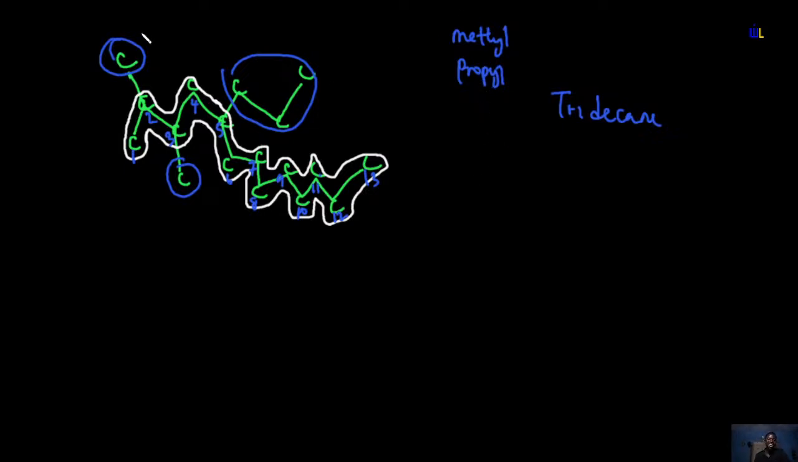So let's continue and name this. This is methyl, this is methyl. Methyl is on number 2, the other methyl is on number 3. So this is going to be 2,3-dimethyl. Then I go to the next one, where's the propyl located? This whole propyl is attached to carbon number 5. So 5-propyl tridecane.